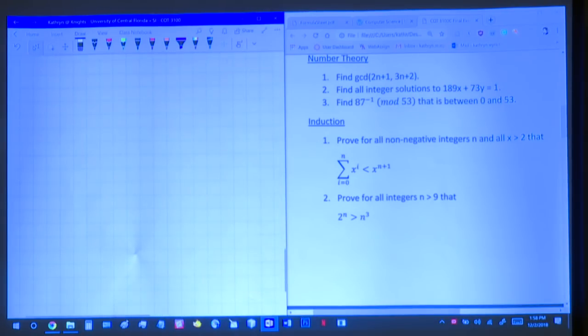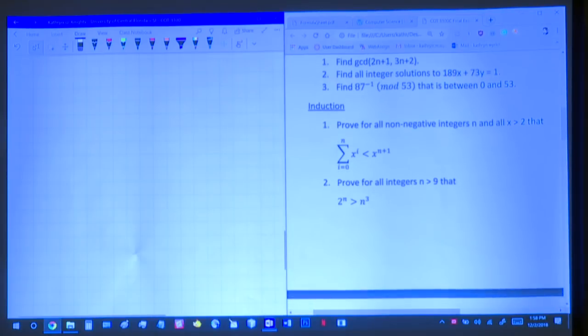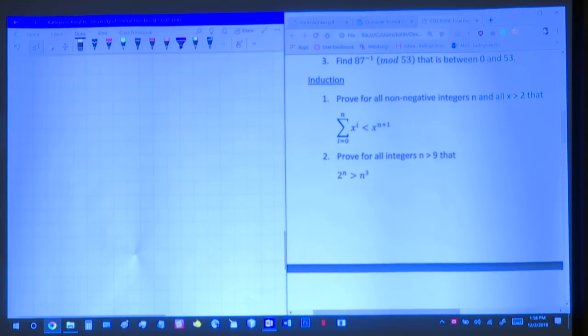So the next one we have is, sorry, find 87 to the -1 mod 153, that is between 0 and 153. So this one's basically the same as the first one where we run the extended Euclid algorithm, but we won't use the all integer solutions thing. So we'll start with 87 equals, 1 second.